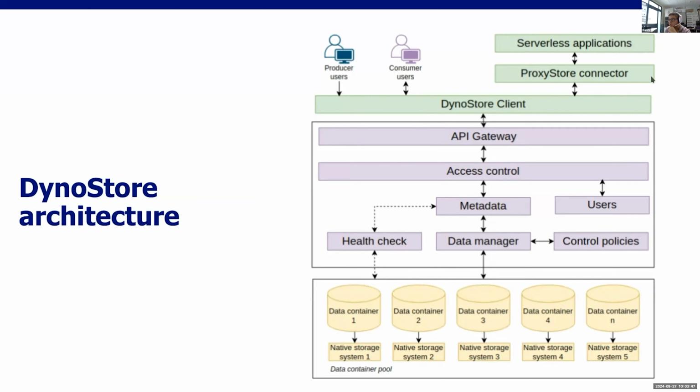On the top, we use ProxyStore to connect serverless applications to the rest of the storage architecture. Basically, ProxyStore manages remote Python objects in the serverless applications, and manages the references to the remote objects in these serverless applications, which are developed using Globus Compute.